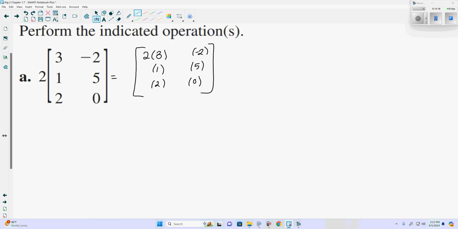So we're going to multiply that 3 by 2. The 1 is also going to be multiplied by 2. The 2 is multiplied by 2. The -2, 5, and 0 are all being multiplied by 2.